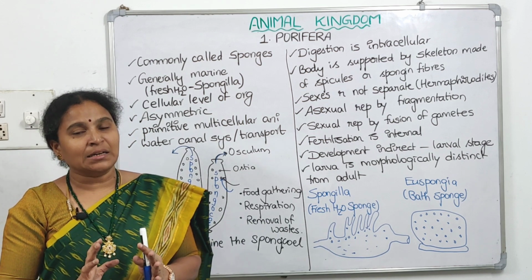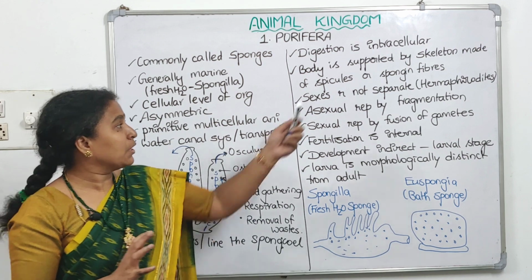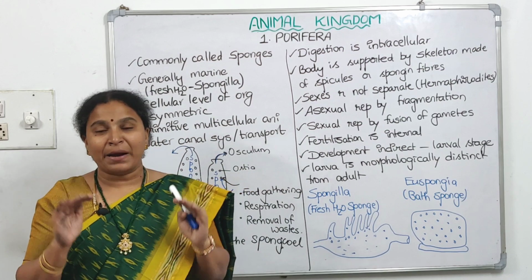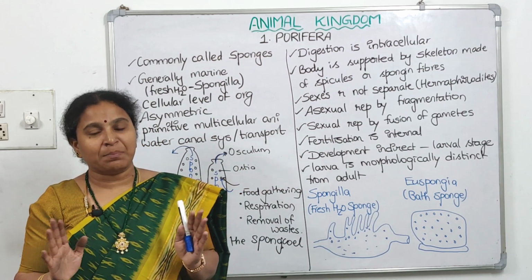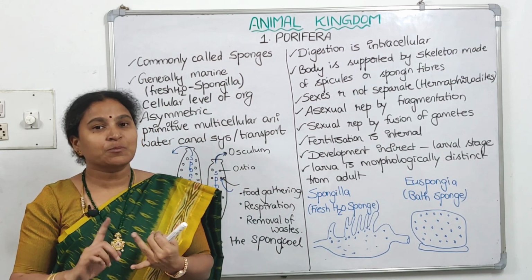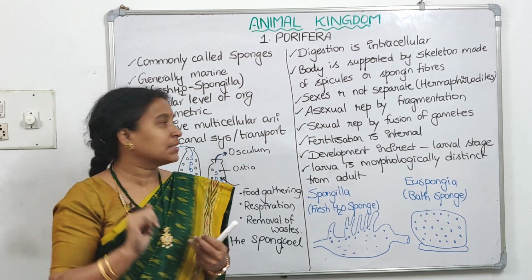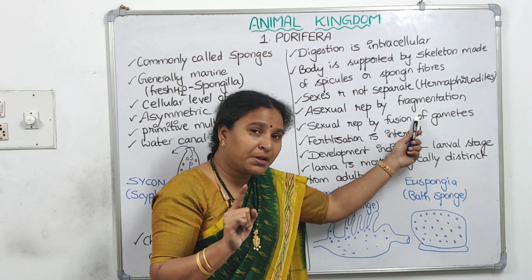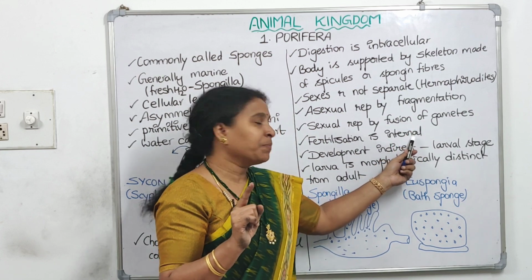So it has a skeleton. The skeleton can be made up of spicules or it can be made up of spongin fibers. They are bisexual, meaning sexes are not separate, meaning hermaphrodite: egg and sperms are made by the same animal itself. Asexual reproduction occurs by fragmentation.